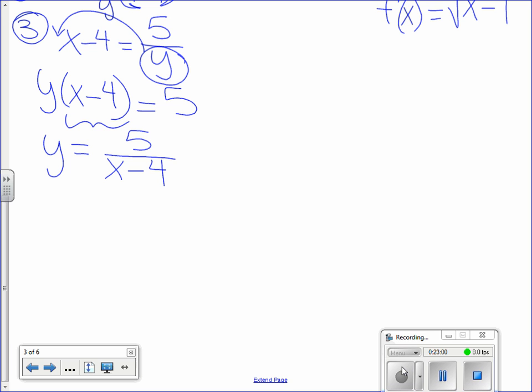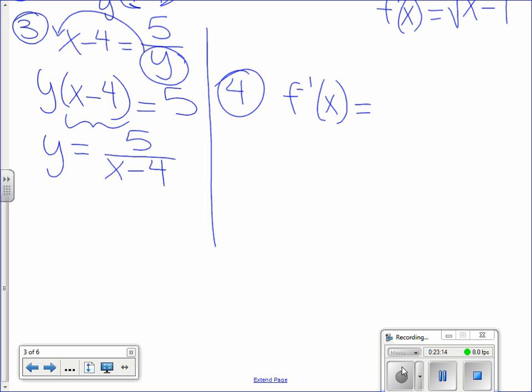Now, does that define a function? Yes, it does, right? We even know the name of it. It's a rational function. So we move to step 4. Step 4 states replace y with f inverse of x. And that's it. That is our answer.